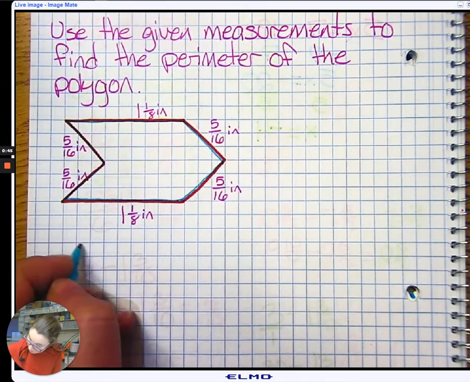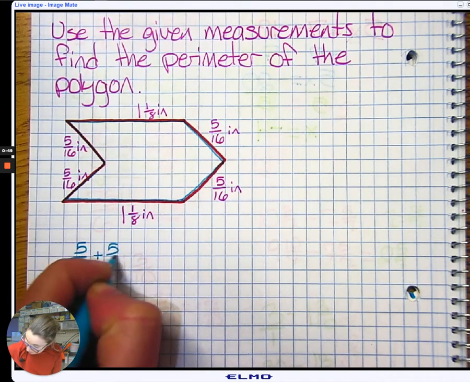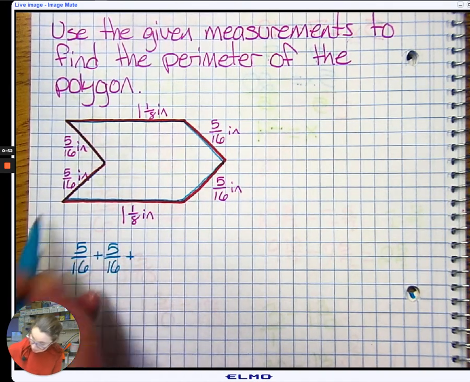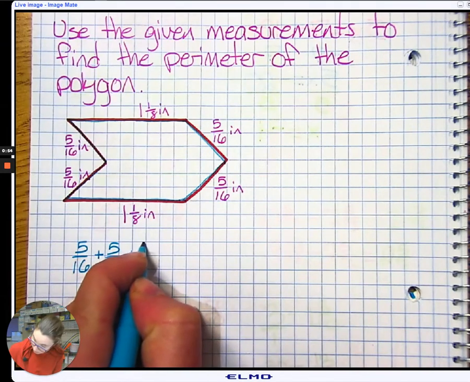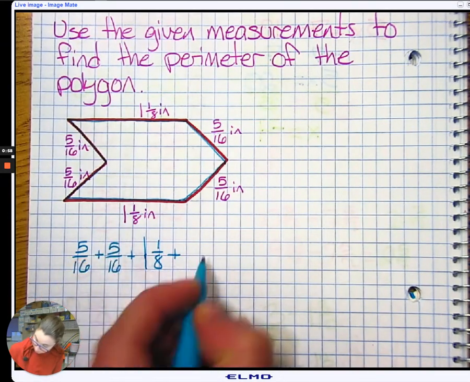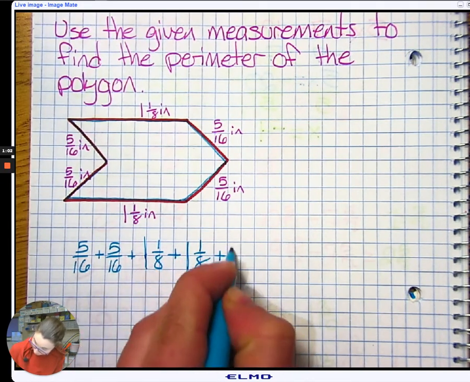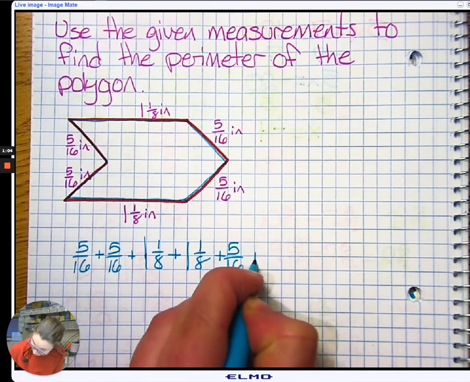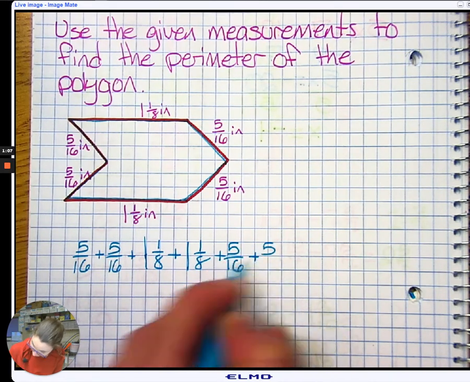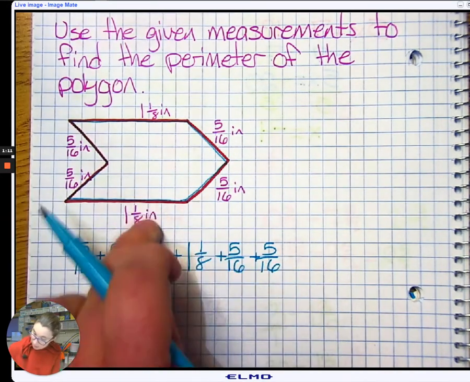I'll start here. 5/16 plus 5/16 plus, oh, there's 1 1/8, plus another 1 1/8, plus another 5/16 plus another 5/16. I've got 1, 2, 3, 4, 5/16 and 2 1 1/8.